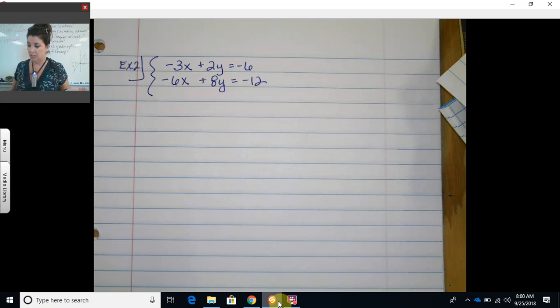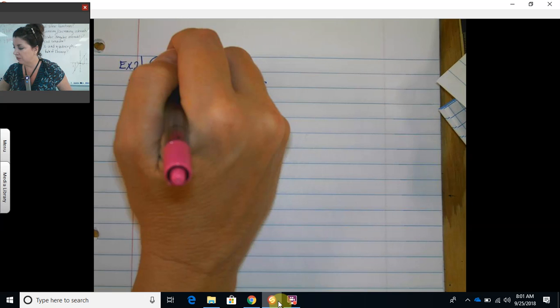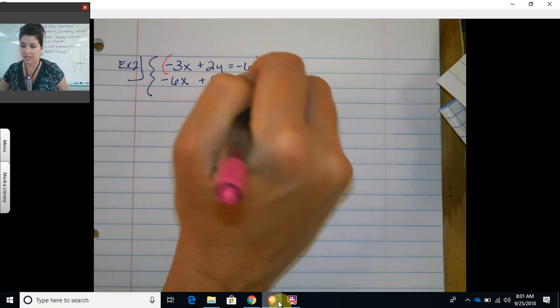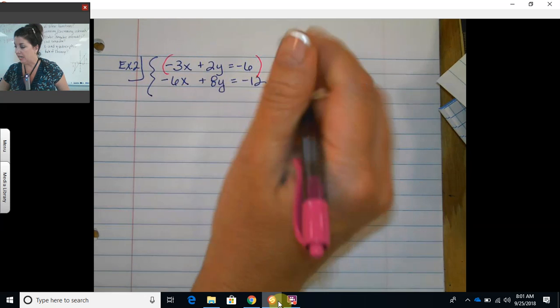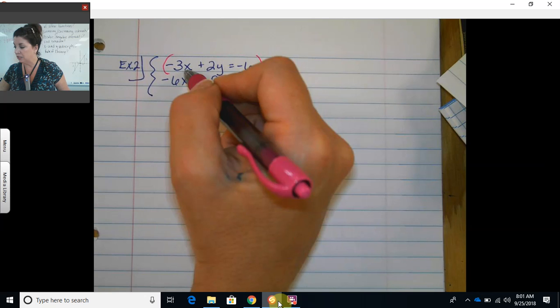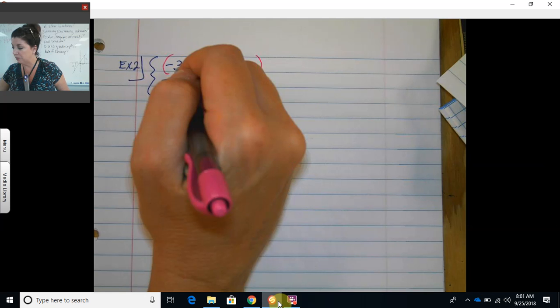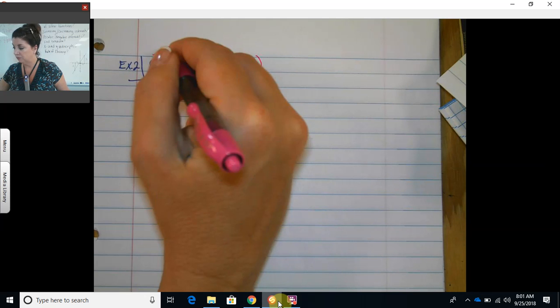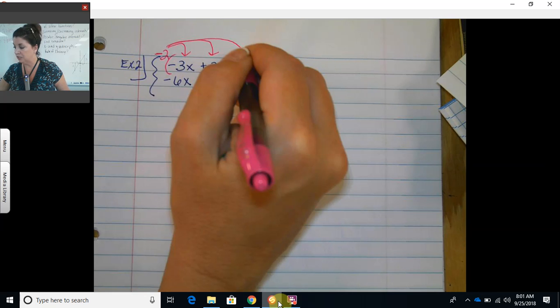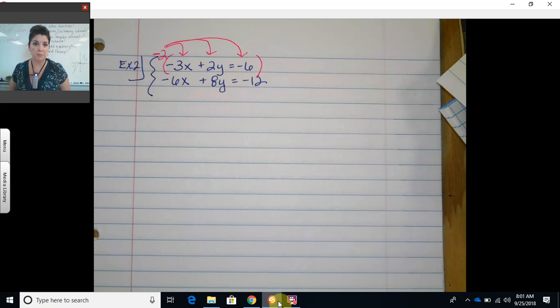So I have to make sure I multiply every term by the same number. So I'm multiplying every term, this whole entire thing, even on the other side of the equal sign. A lot of kids forget to go across the equal sign. And I'm getting rid of my x's, or trying to, so I'm going to multiply every term by negative 2. Only in the top equation. Sometimes you have to multiply both equations by some number, but in this case, we don't.